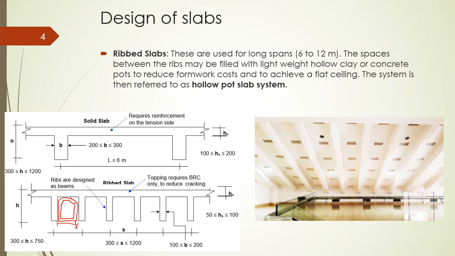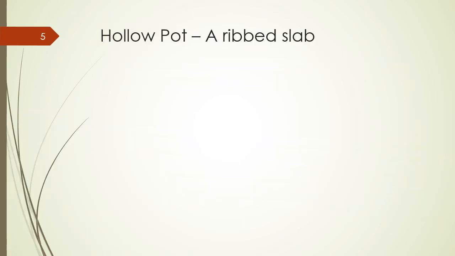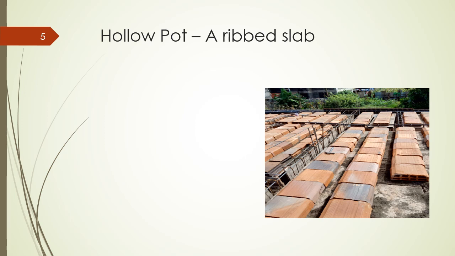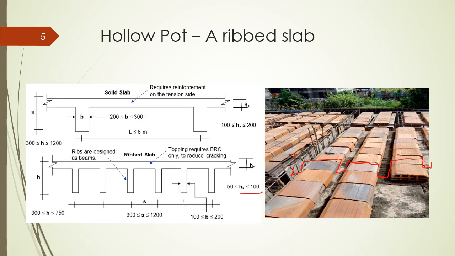The next slide will show us an example where hollow clay pots are used. In this picture, we can see hollow clay pots being put on formwork before concrete is poured. Here, we can see how the ribs are achieved before the reinforcement is placed and the concrete poured to achieve a ribbed slab as shown in this schematic.